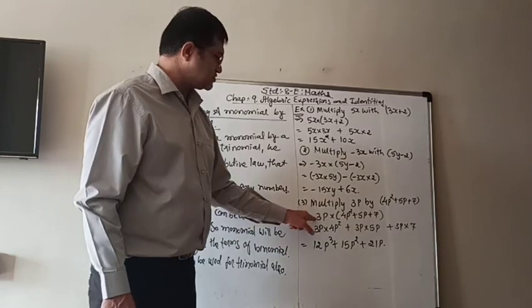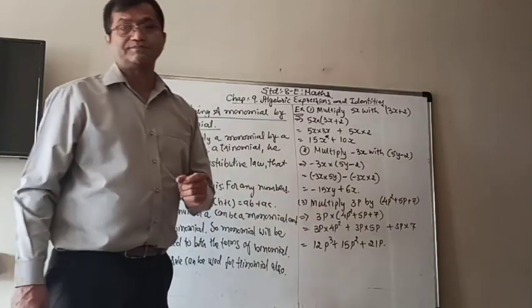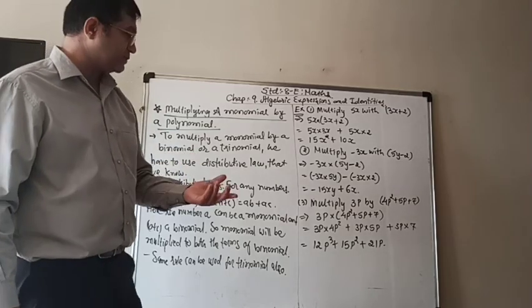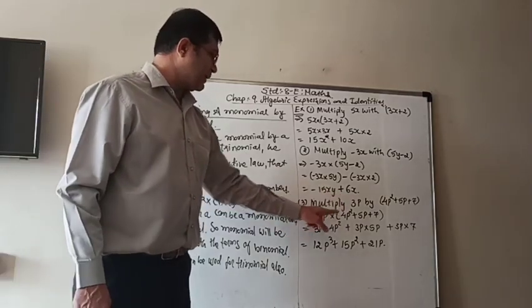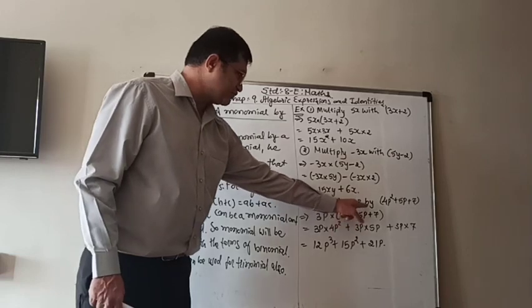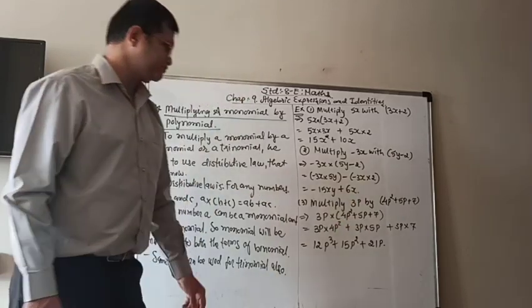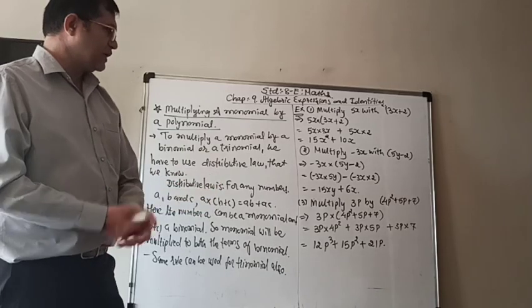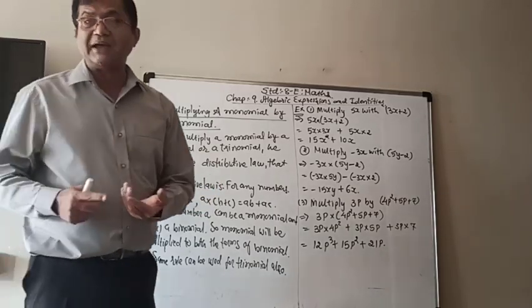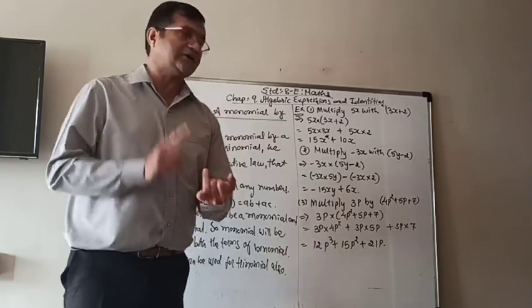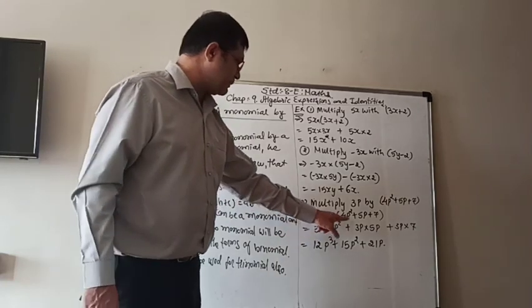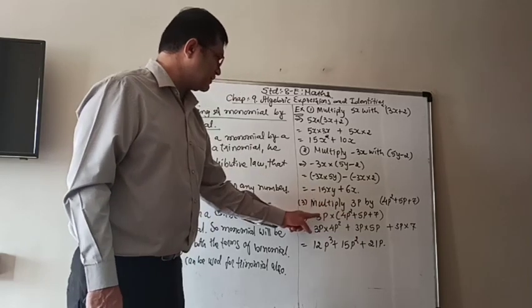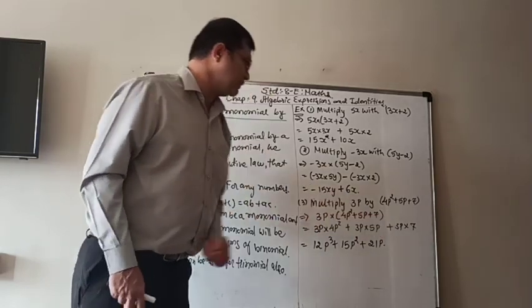Let us understand this. It is a trinomial and a monomial. A monomial and a trinomial are multiplied. So 3p multiplied by 4p square plus 5p plus 7. So here also we can apply the same distributive law. 3p will be multiplied by all those three terms. Means 3p multiplied by 4p square plus 3p multiplied by 5p plus 3p multiplied by 7.